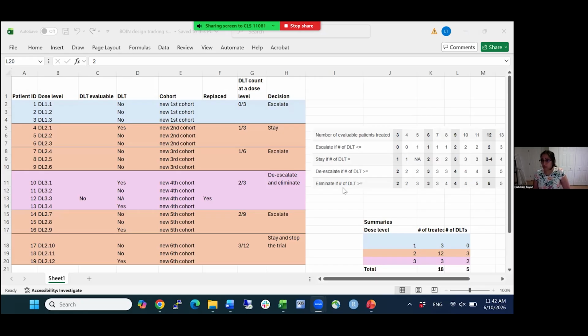Sometimes it's for practical reasons, like it's a slow enrolling trial. It's taking really long to find these patients. It could be another 2 months before you find patient 9, and you need to de-escalate. So, well, in this case, you would de-escalate. The decision rule is different for 8 and 9.